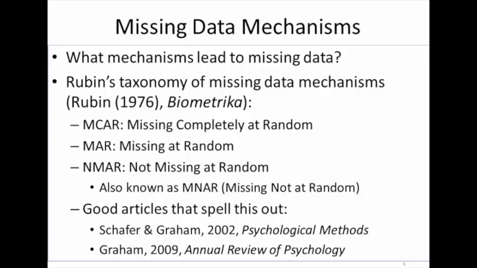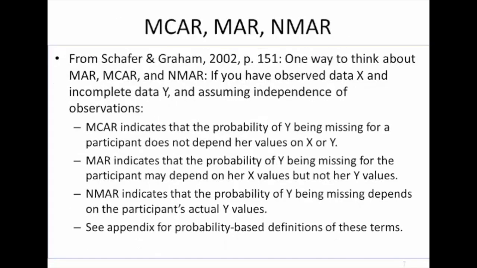All right, so let's talk a little bit about missing data. Let's say you have some missing data, and what we want to know is how did the data come to be missing in the first place? A really smart guy named Don Rubin in the mid-1970s published an influential paper in Biometrika where he defined 3 different types of missing data. And these are named very confusingly: missing completely at random, abbreviated MCAR, missing at random, abbreviated MAR, and then not missing at random, NMAR, also sometimes abbreviated as missing not at random, or MNAR.